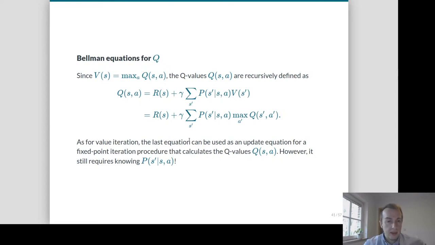We can also redefine Bellman equations for Q, right? So we have this relation that the utility of a state S, so the V value for a state S, is equal to the maximum Q value over all the possible actions. Because this max over A is what you would do by following the optimal policy. So since we have this relation, the Q values, Q(S,A), can be recursively defined as the immediate reward that you collect in state S. Then you follow action A, and then you keep acting optimally, right?